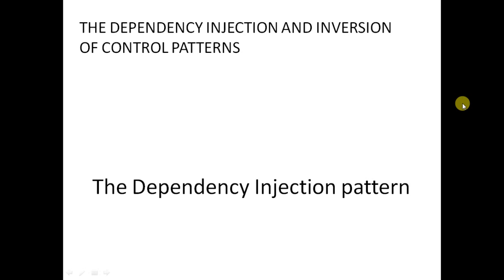Would it be possible to ask somehow to create instances of dependencies for you? This is what the dependency injection pattern is about. If object A depends on an object of type B, object A would not explicitly instantiate object B. Rather, it will have B injected from the operational environment. Object A just needs to declare, "I need an object of type B. Could someone please give it to me?"